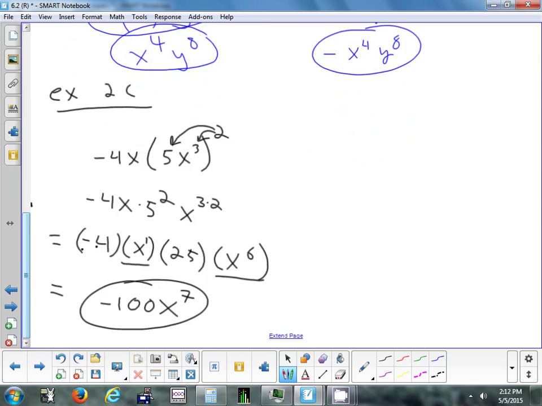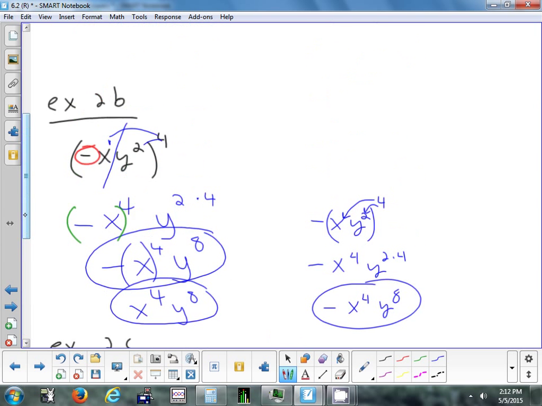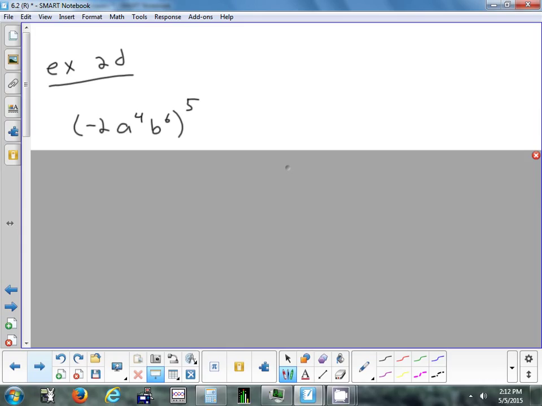Okay, so notice here, you had a 5 and an x cubed. Both get raised to the second. You had an x and a y squared. Both got raised to the fourth. You can use the same rule here. If you've got 2 things inside, 3 things, 5 things, 10 things, doesn't matter how many things. Every one of these is going to get raised to the 5th. Okay, all 3.